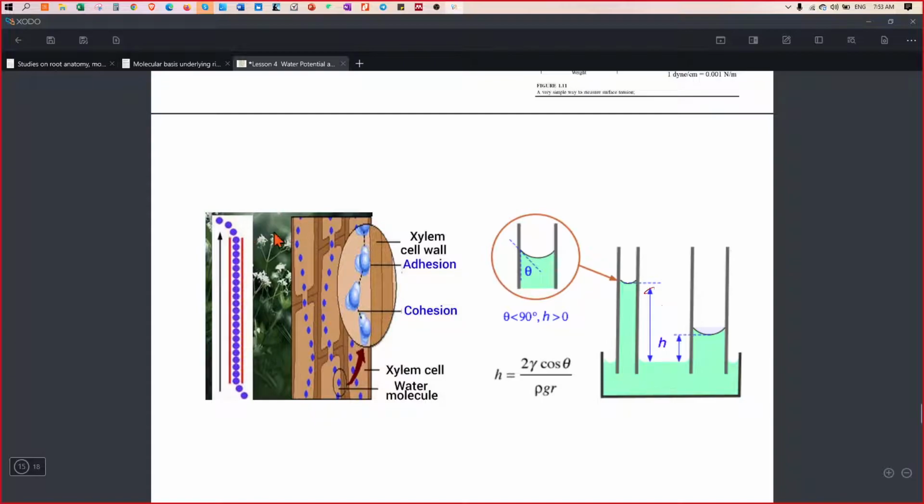Okay, anyway. So you have the sticking of like molecules. This is your cohesion. What about the sticking between your H2O and the xylem wall? This sticking, we call it the adhesion. So cohesion plus adhesion plus your water potential.